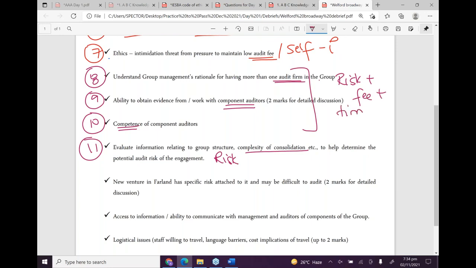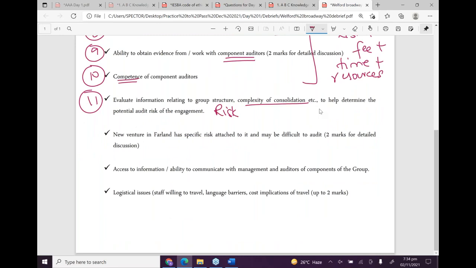This will have an impact on time. This will have an impact on the resources that I have to allocate. With regards to Farland, there was only one person who gave me this answer. Remember, they are not actually making financial statements normally because they're not required to. When they make it specifically for audit, then this will be a lot of risk.